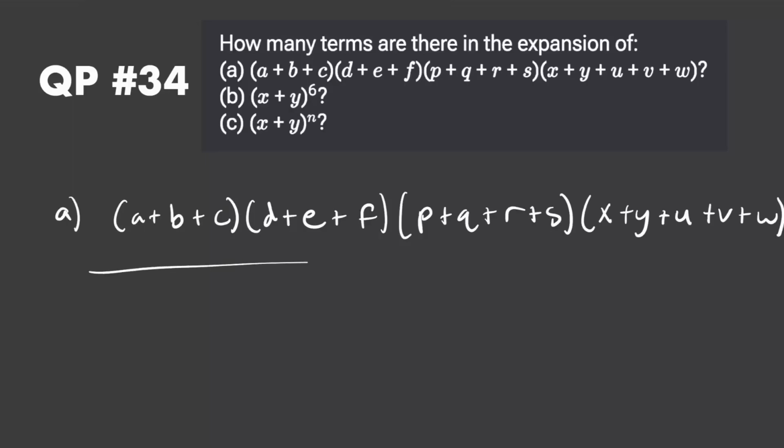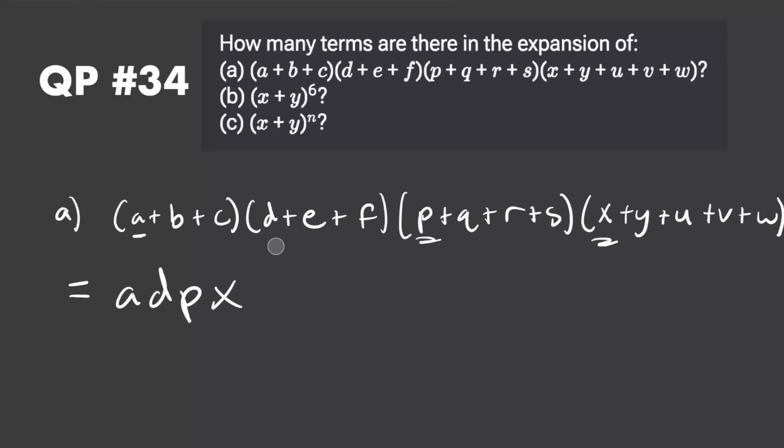So for part A, I just drew it out again here. Obviously, we're not going to want to count them all manually. We're going to want to find some type of easier way to count the number of terms. So what would some example terms look like? Well, if I take A and then multiply by D, and then I could have P and then X, for instance, if I just take the first one from all of these.